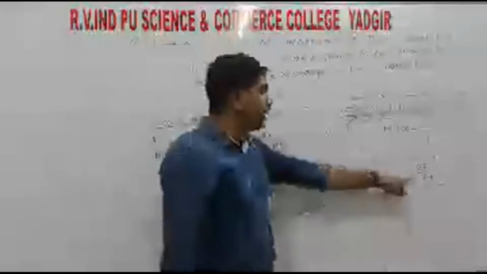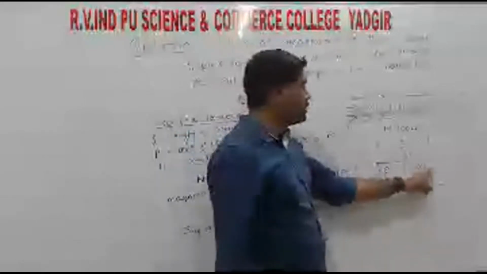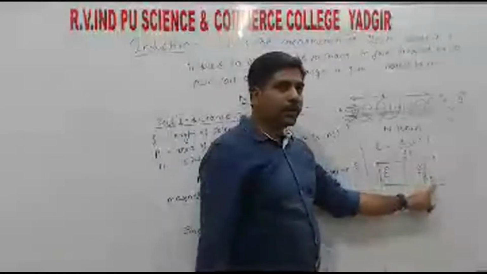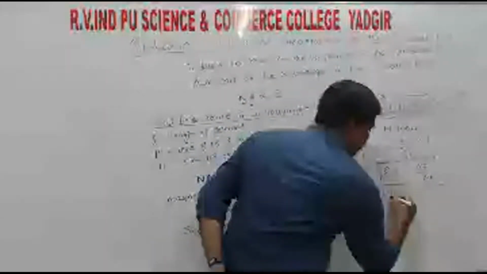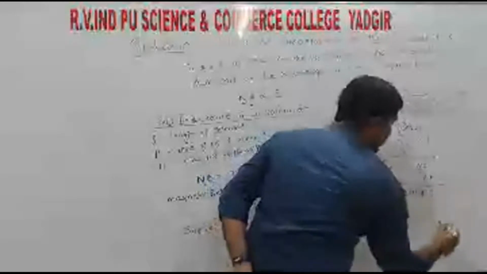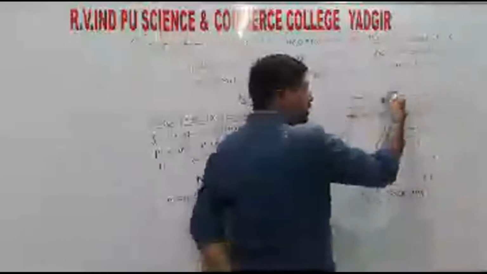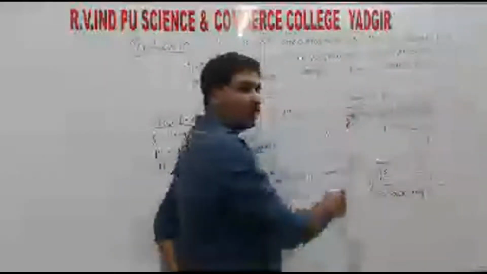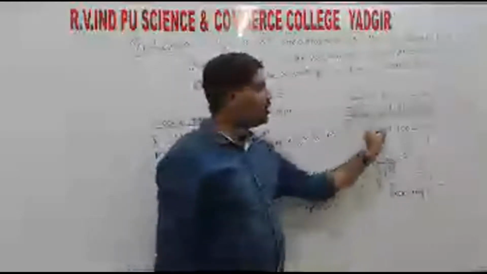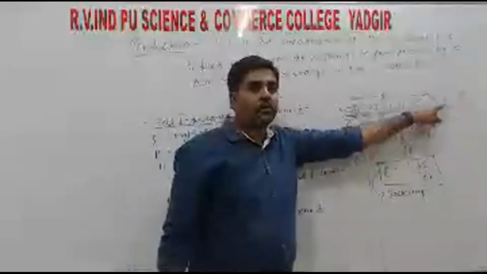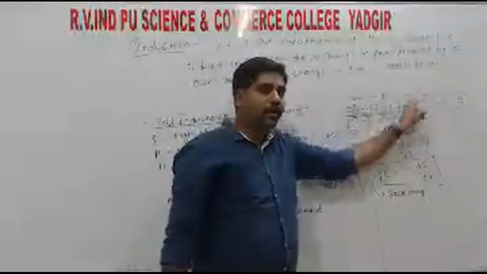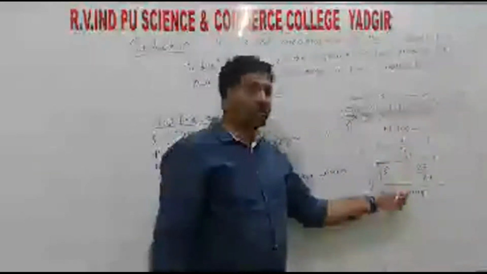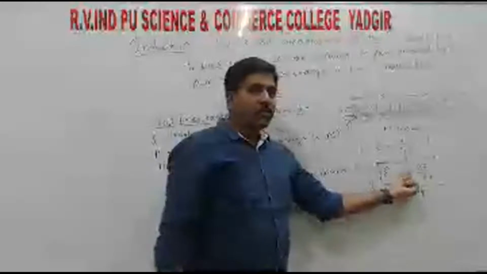So L is the self inductance and di by dt is the change in current with respect to time. So this EMF is also called back EMF, right? So the EMF which is produced in the same coil due to the magnetic field. So this magnetic field is produced by the current I. So from the current flowing, the magnetic field is produced, and from the produced magnetic field, EMF is produced, right? So that is why here we are getting the minus symbol.